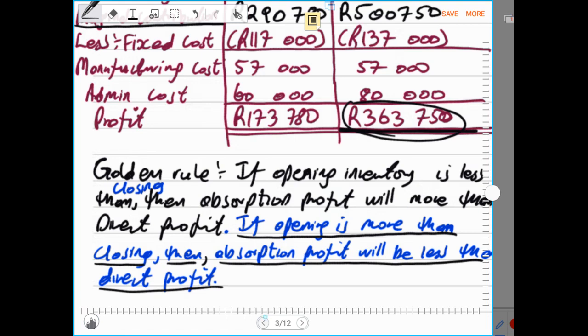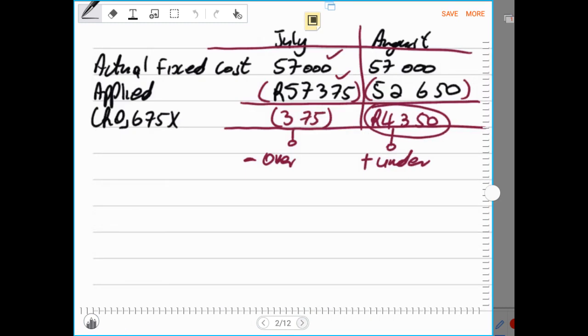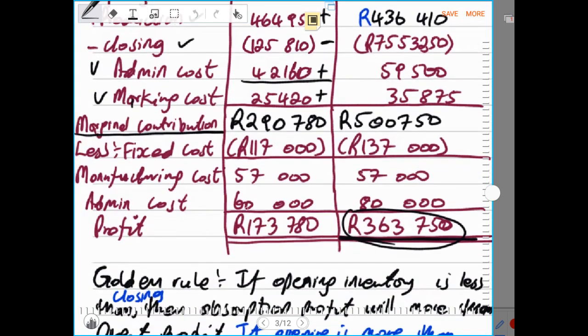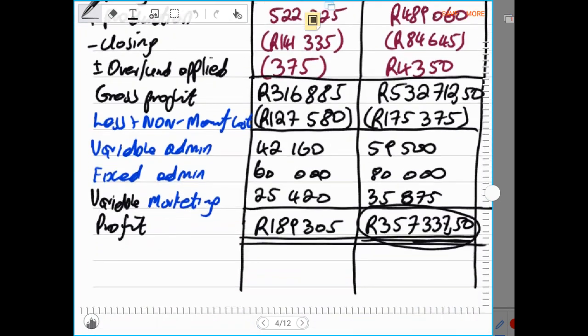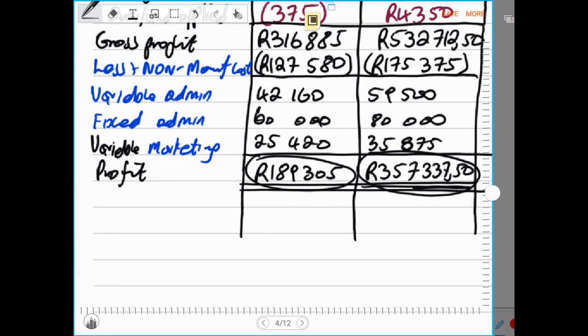In the month of July, the opening was less than the closing. That means the closing was more than the opening. And if that is the case, absorption profit will be higher than that of the direct method in the month of July. Let us check if that is the case. We have profit of the direct method 173,780, which is less than that of 189,305. So now we can see that the golden rule really does apply.